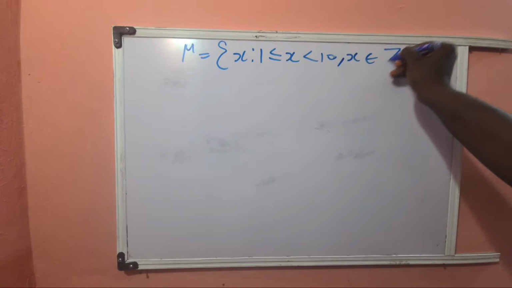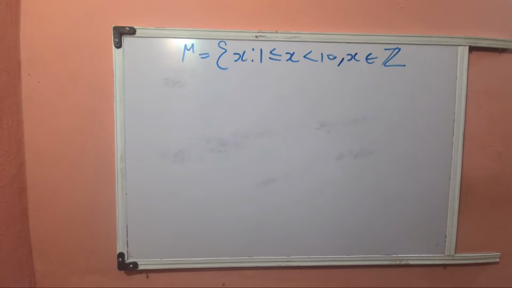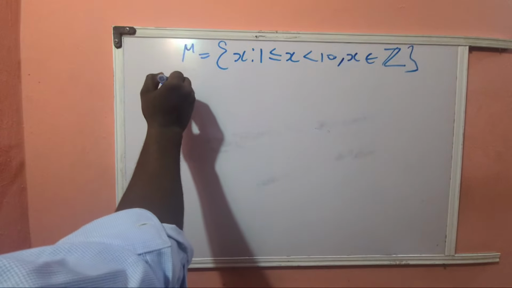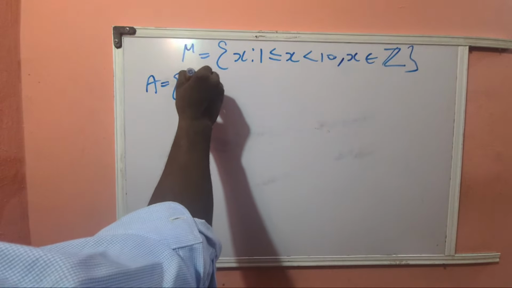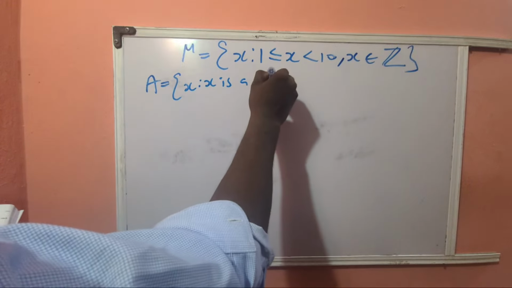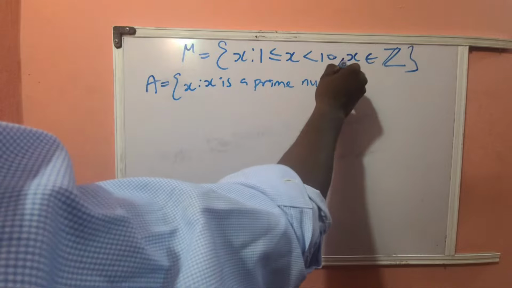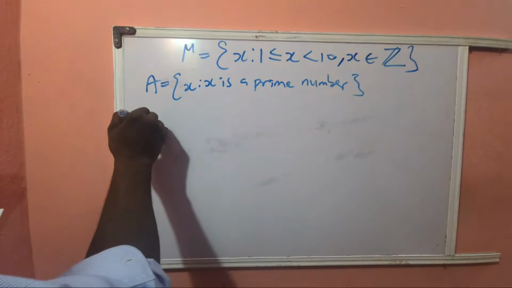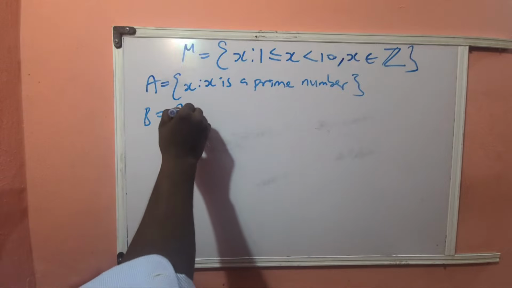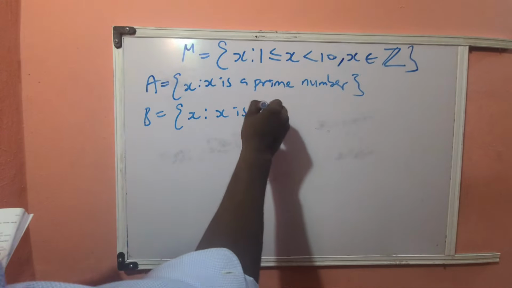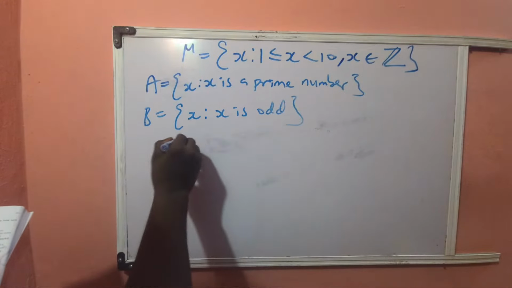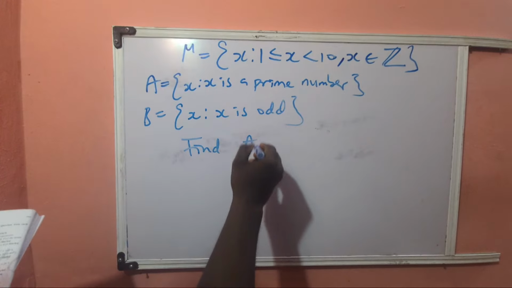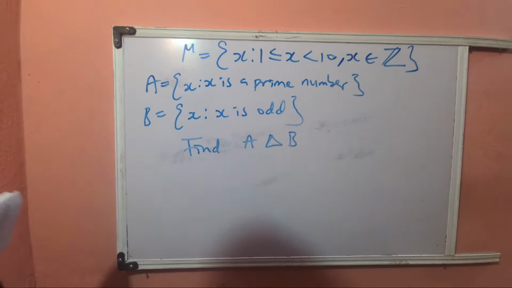However they draw this, it's just a z, a Greek way. You understand that? They said x was integers, and we're told that A had this, and x is a prime number, and we're told that B had this, and x is odd. We're then told to find A delta B.